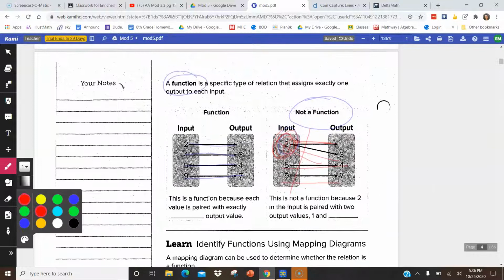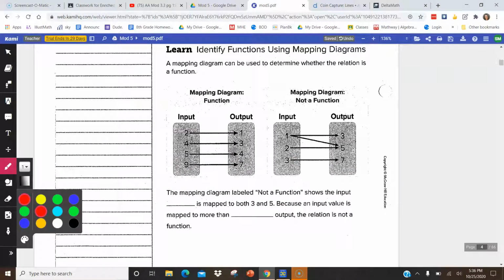If I take a look at my mapping diagram, here I have exactly a one-to-one setup, but here this 1 goes with those two outputs. That can't happen. It could go the other way: you could repeat your outputs. You just cannot repeat your inputs.